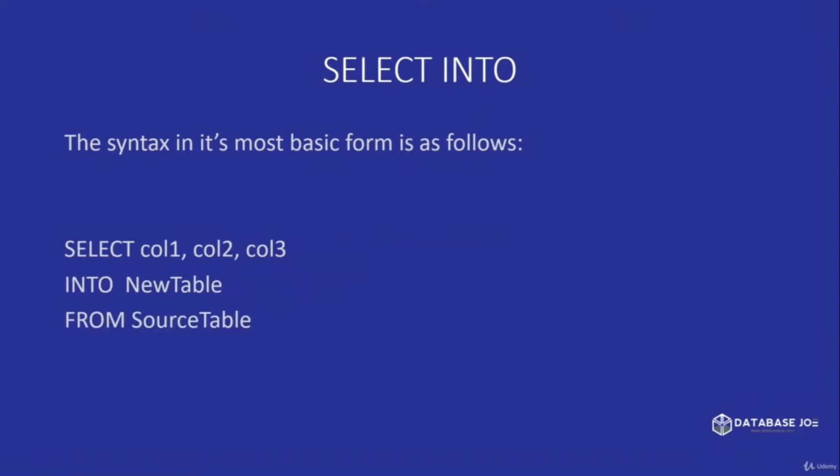The select into statement creates a new table and inserts the resulting rows from the query into it, where col1, col2 and col3 are columns from the source table, and new table is the new table that will be created. Each column in the new table has the same name, data type, null or not null constraints, and values as the corresponding columns in the select list.